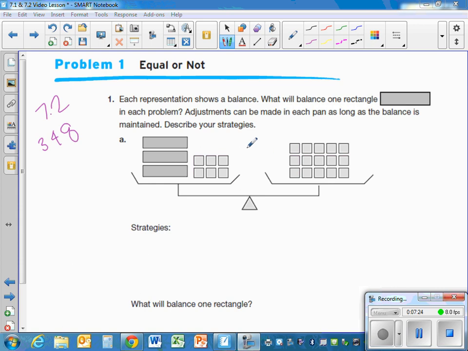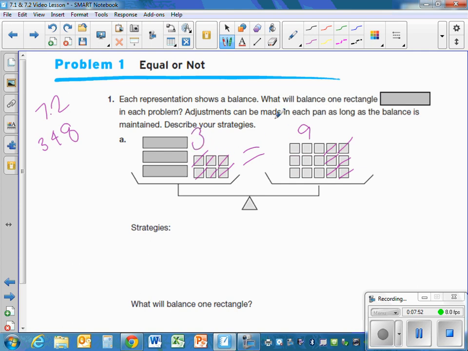So what they're saying is these need to stay equal to each other. Whatever you do to one side of the balance, you also have to do to the other side of the balance to keep them equal. So if we choose to subtract off 6 squares from the left-hand side, then I'm also going to subtract off 6 squares from the right-hand side. I'm left with 9 little squares and 3 rectangles.